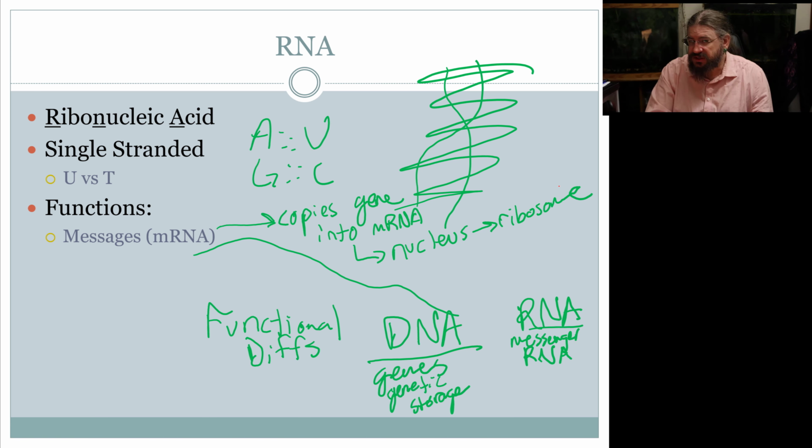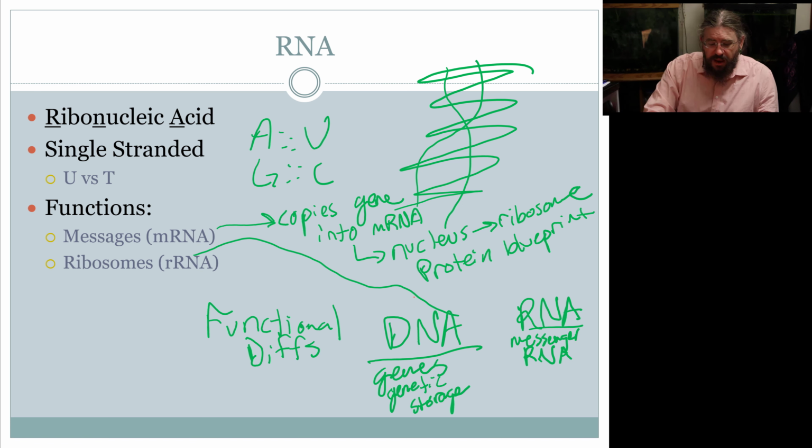Ribosomes are the site of protein synthesis. So mRNA copies a gene from DNA into RNA, specifically mRNA, and then it travels from the nucleus to the ribosome, and then it's our protein blueprint, because all genes code for a protein. So, not too bad.